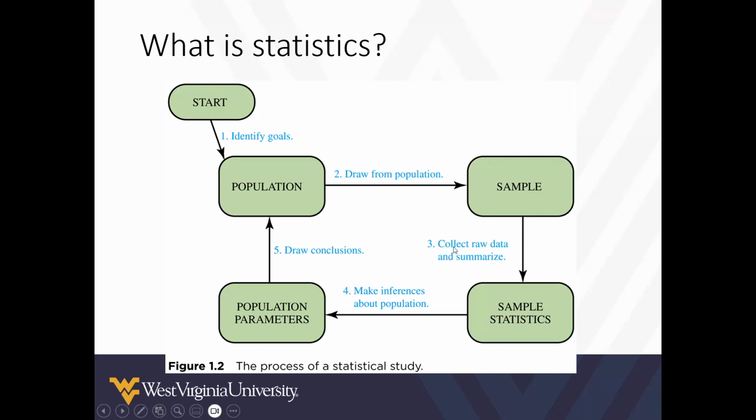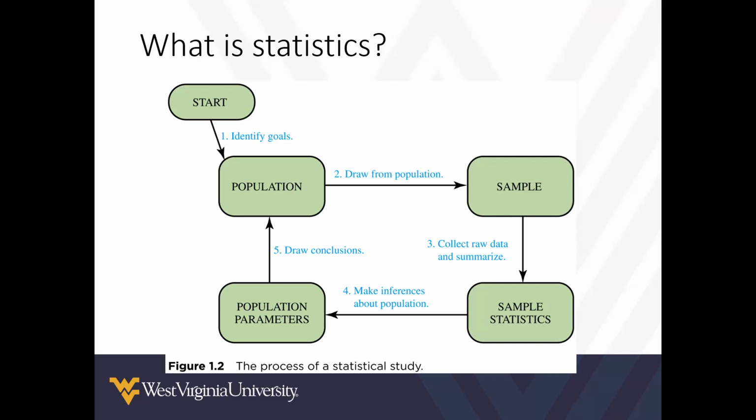From that sample, we can move to step 3, where we collect our raw data and are able to summarize our sample, aka calculate sample statistics. Using these sample statistics, we can then make inferences about our population and estimate our population parameters. From there, we can draw conclusions about the entire population. If you're not fully clear on this, take a few seconds to look at it.